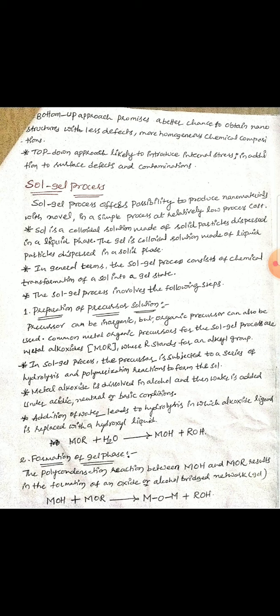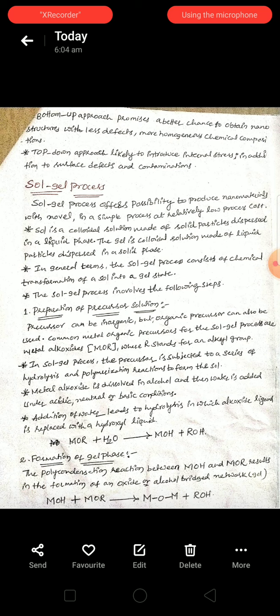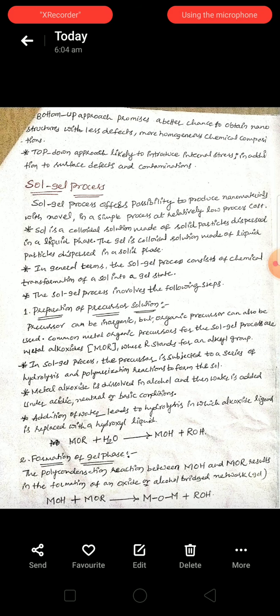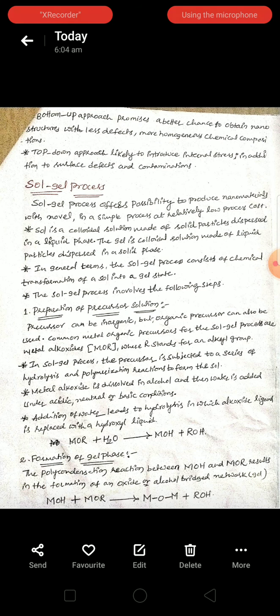Next step is formation of the gel phase. Second step is formation of the gel. Here in this step, the polycondensation reaction between MOH and MOR, whatever we synthesized in the earlier step. MOH reacts with MOR, metal alkoxide, then we will get the MOM. MOM means it is oxide or alcohol bridged network, that we are calling as gel.